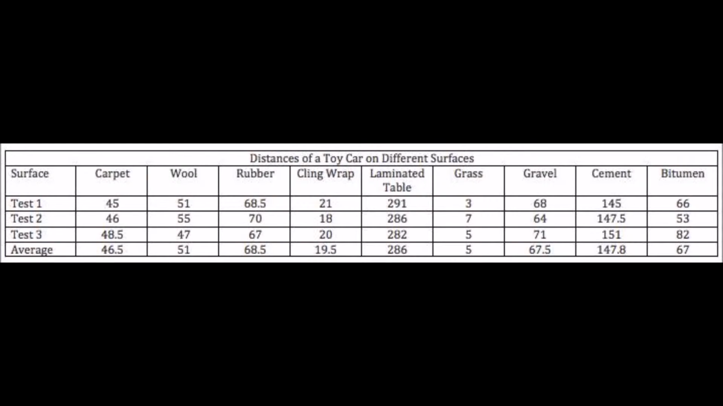Here is a table listing our results for all 3 tests and their averages. The averages were 46.5 centimetres for carpet, 51 centimetres for wool, 68.5 centimetres for rubber, 19.5 centimetres for cling wrap, 286 centimetres for laminated table, 5 centimetres for grass, 67.5 centimetres for gravel, 147.8 centimetres for cement, and 67 centimetres for bitumen.